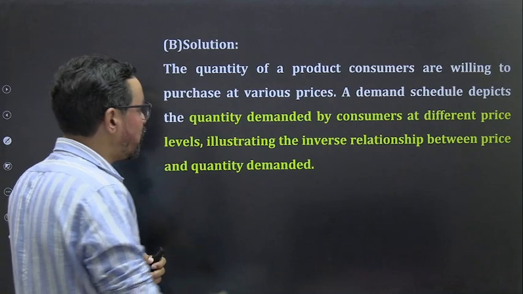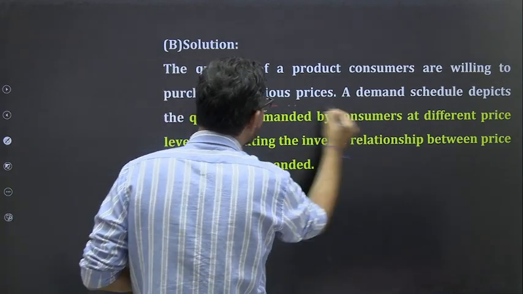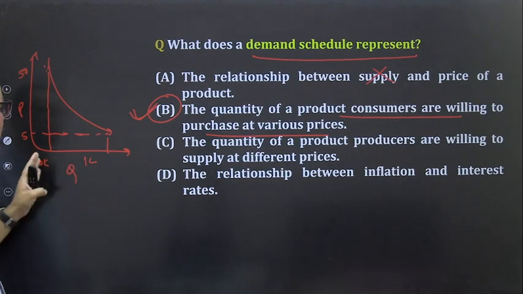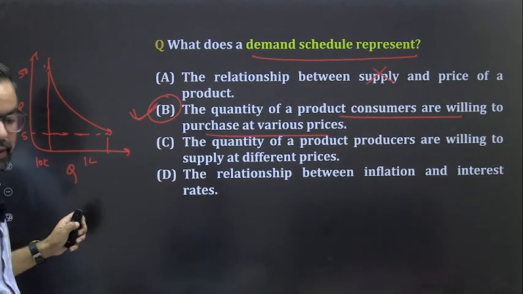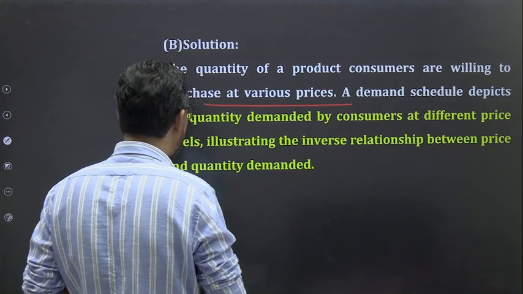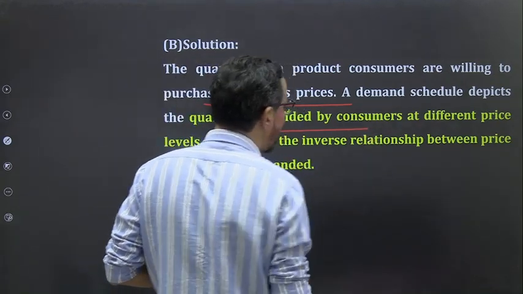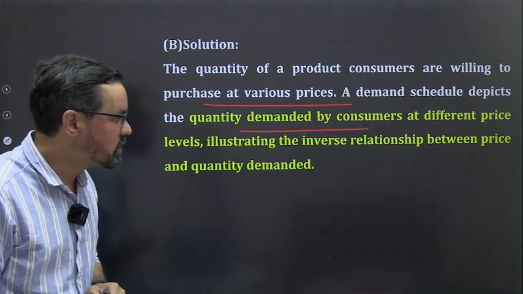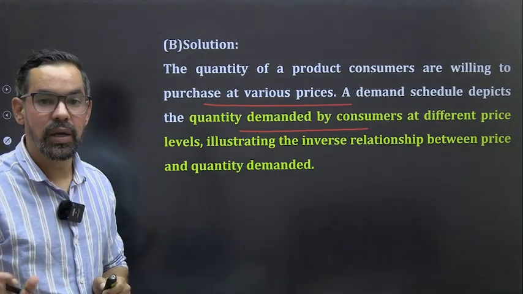So the quantity of a product consumers are willing to purchase at various prices. If price is 5, then 1 lakh, and if it is 50, then 10,000. So that is the one. A demand schedule defines the quantity demanded by consumers at different price levels, the inverse relationship between price and quantity demanded.